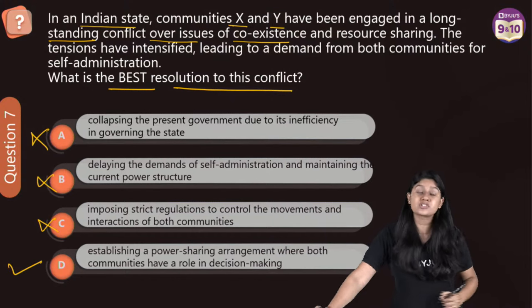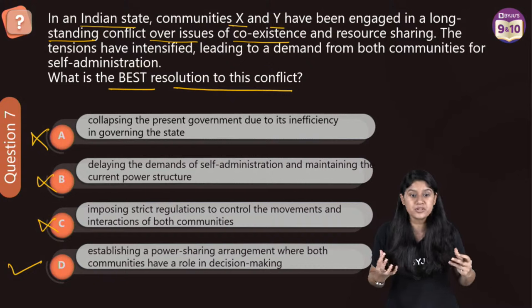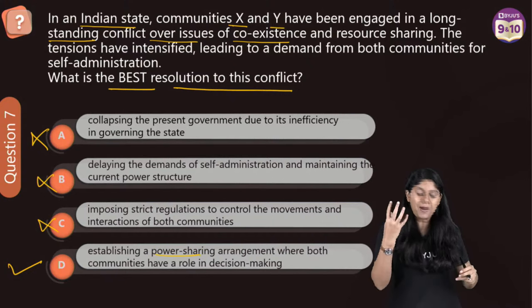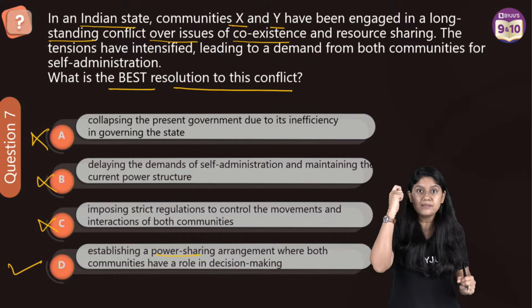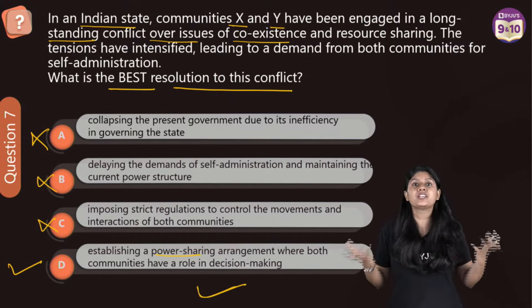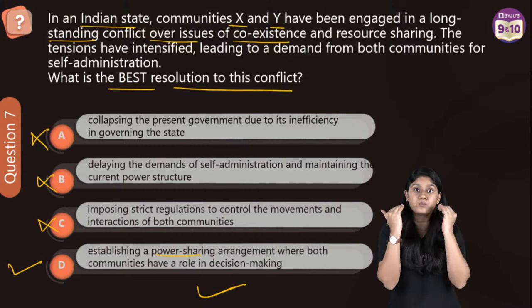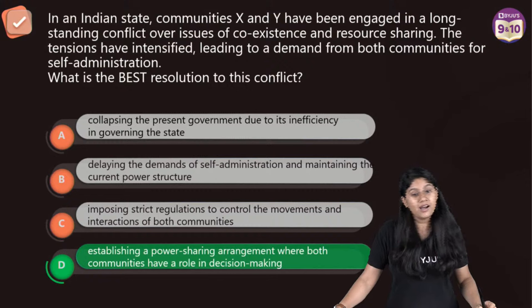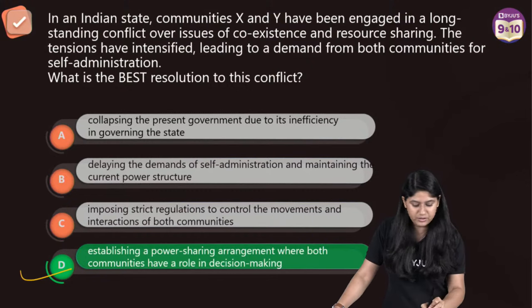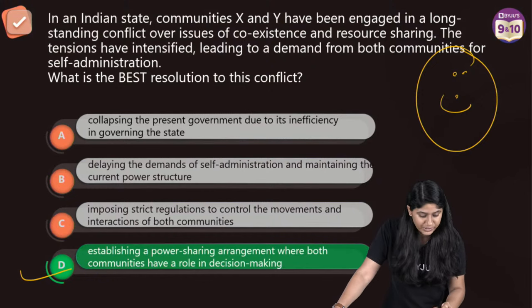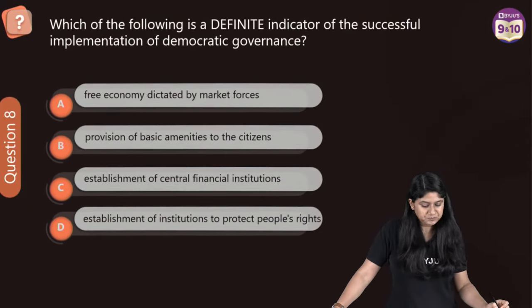The correct answer over here is to establish power sharing. Both the communities come together, sharing the power, where both parties can play a very important role in decision making, and hence both communities will feel that they are equally important, their words are being heard, and that's how they can live in harmony. Surprisingly, we have two MCQs from the same chapter, power sharing. Moving to question number 8, everyone.